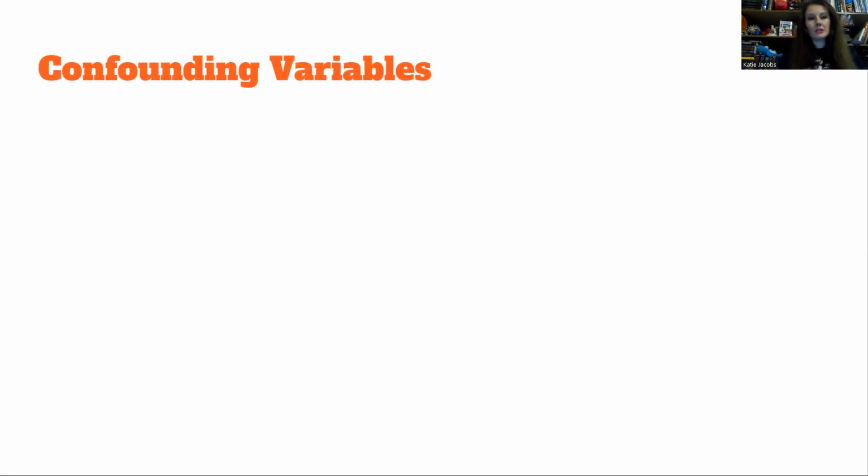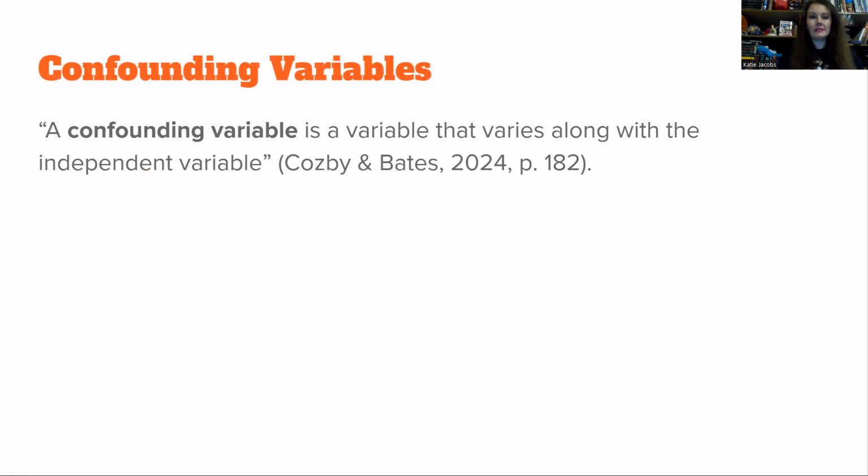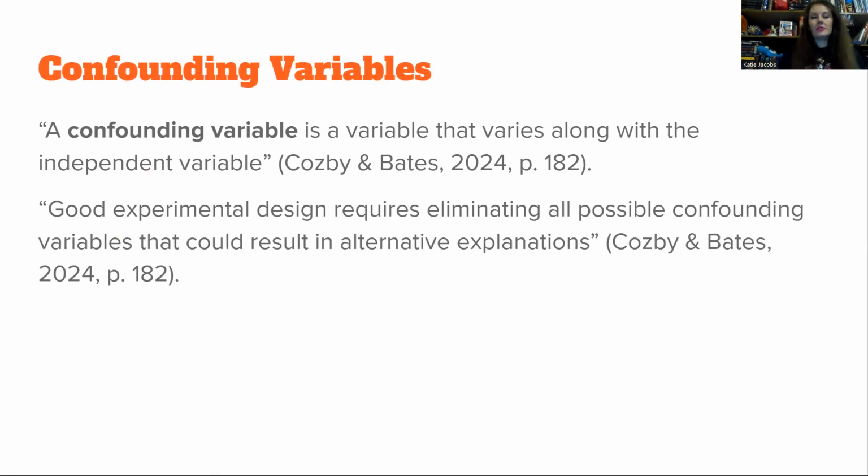So in this chapter, we also learned about confounding variables again. We had touched on this briefly before, but it revisited this. A confounding variable is a variable that varies along with the independent variable. So good experimental design requires eliminating all possible confounding variables that could result in alternative explanations. So whenever we're designing our study, we want to make sure that we're controlling for things that could mess with our dependent variable. That way, when we are at the end, we can say, no, I really think that this independent variable caused this to happen.